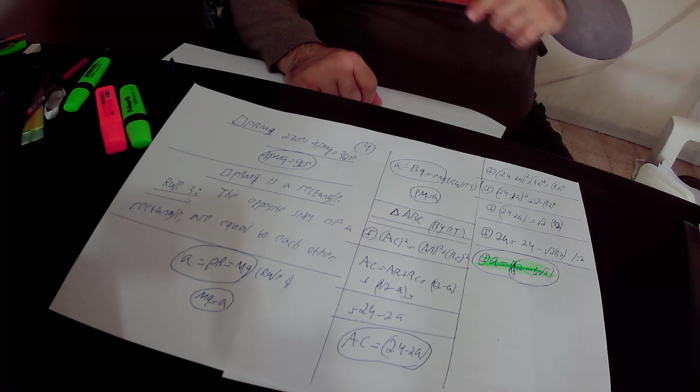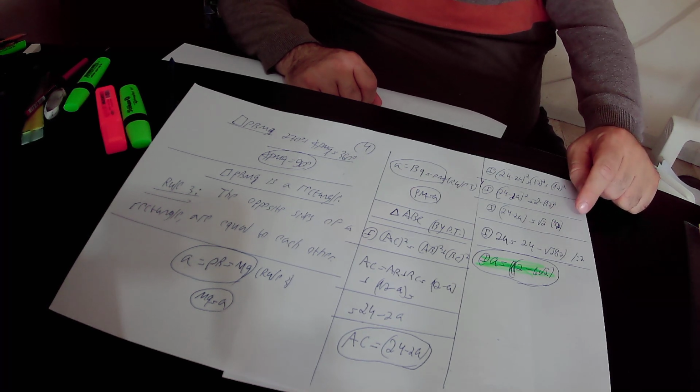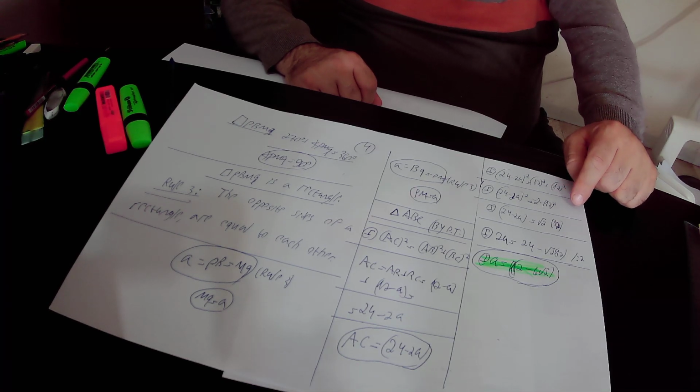We took a root out of this equation, equation number 1, and we found out that 24 minus 2A equals the square root of 2 times 12. The root of 12 square is 12. Why? Because the root cancels the square and we're left only with 12. So according to equation number 1, 24 minus 2A equals square root of 2 times 12.